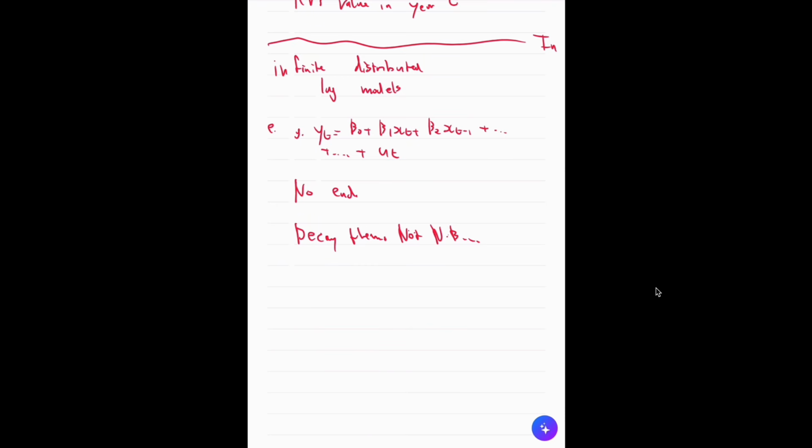Whereas remember with our finite distributed lag model, we would lag it up to a specific point, so up to 4 years, up to lag 1, 2, 3, 4, 5, 6, whatever it may be.